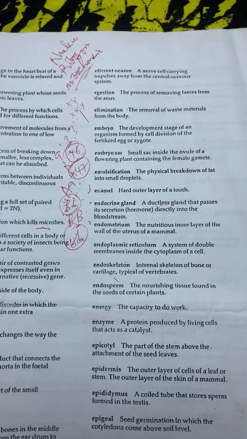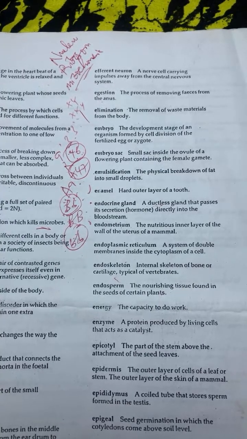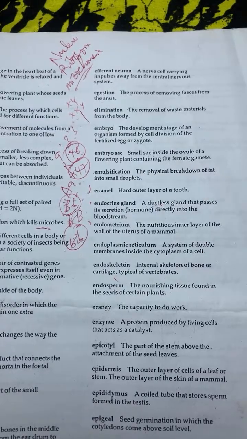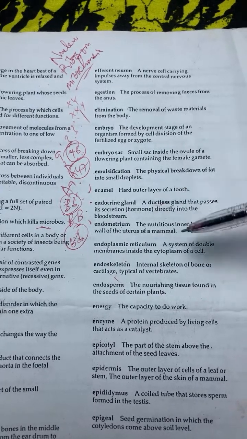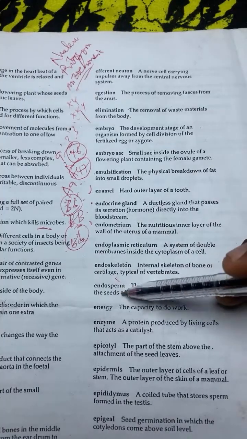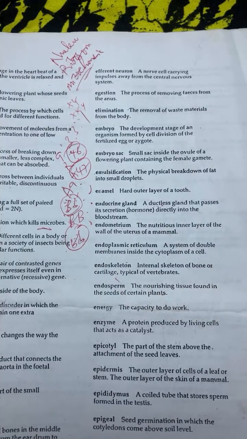That result is what we call what? The seed. Like when you grow a mango and then it stays for long, you will see mango fruit. That is the seed. Are we together now? Good. So we're saying that the nutritional tissue found in the seed of a certain plant is called what? Endosperm.